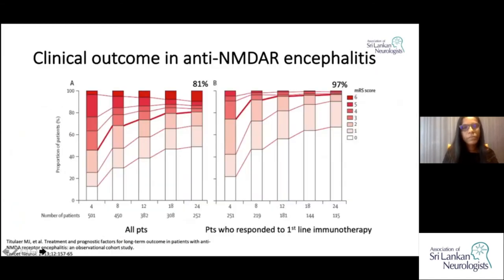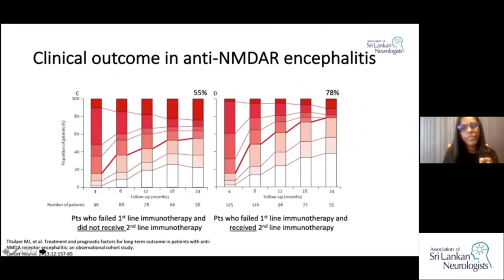So that brings me to describe a few of the outcomes they have described. I said we have more data with regard to NMDAR encephalitis. This comes from a series of about 577 patients. What they showed was that if you respond to first-line immunotherapy, you would definitely have a better outcome. And also they showed that if they failed first line and didn't receive second line, their modified Rankin score is relatively low, whereas those who were given second lines would have a better outcome.